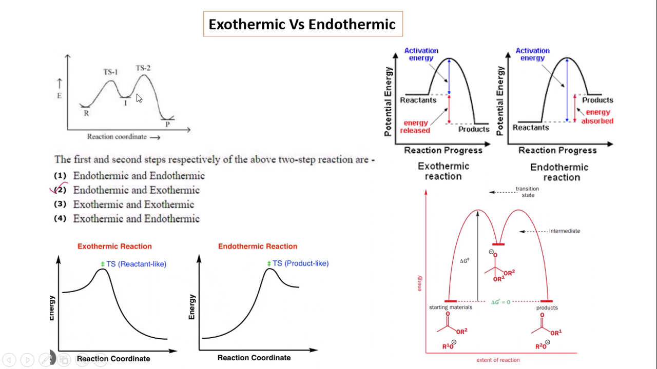In the given problem, the potential energy diagram shows that the reactant is first converted to the intermediate, and then this intermediate goes to the product. Here the intermediate is less stable than the reactant, so the first step is endothermic, but in the second step the intermediate is less stable compared to the product. Here the product is more stable, so the second step is exothermic. So endothermic and exothermic is the right option.